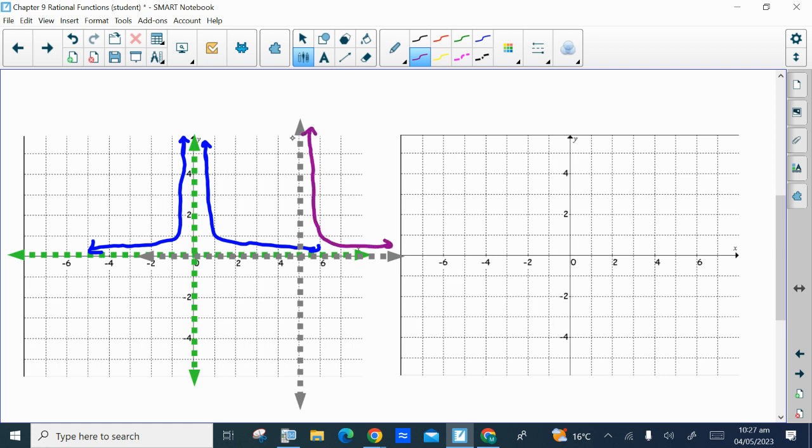Now, it's true that there is also a vertical stretch, which means that the values of y get larger faster. But the shape is going to be the same. So there's the graph of f and g.